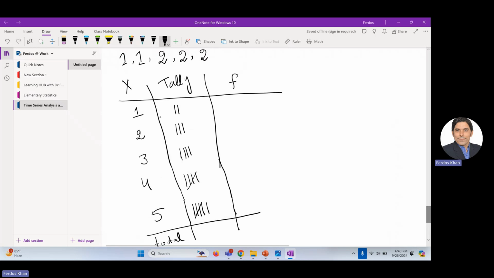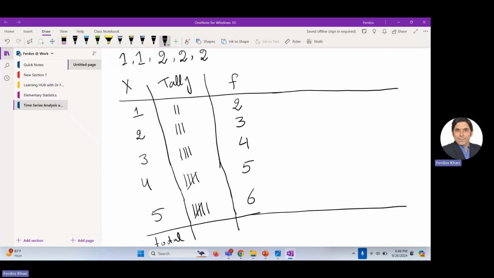Now you can see that 1 is repeated 2 times, so the frequency is 2. 2 is repeated 3 times, frequency is 3. 3 is repeated 4 times, frequency is 4. 4 is repeated 5 times, frequency is 5. And 5 is repeated 6 times, so the frequency is 6. So this is all about how to construct a frequency table.